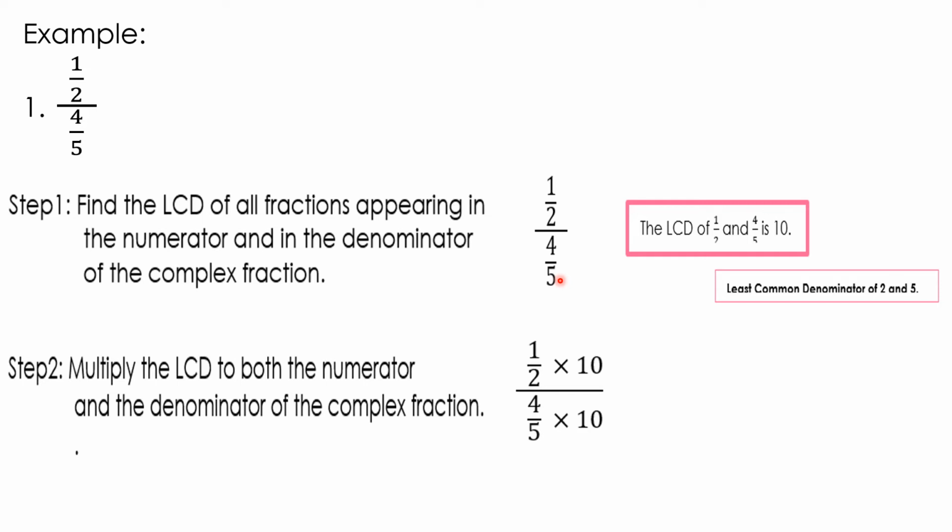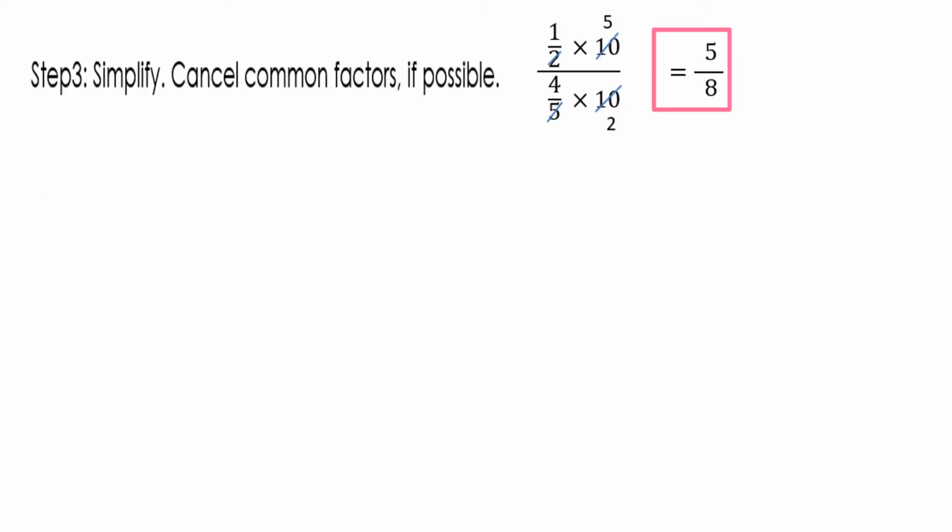Next, step 2 is to multiply the LCD to both the numerator and the denominator of the complex fraction. So let us multiply the LCD 10 to our numerator and denominator. That is 1/2 times 10 and 4 fifths times 10. So step 3 is to simplify common factors if possible. For example, we have 1/2 times 10, since 2 and 10 have a common factor, which is 2. So 2 divided by 2, that is 1.